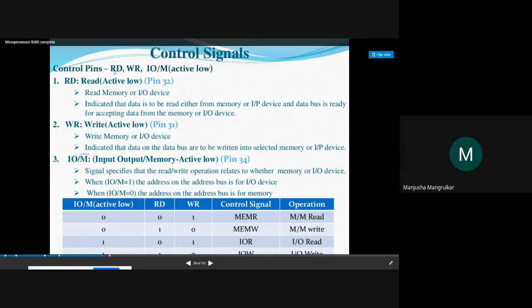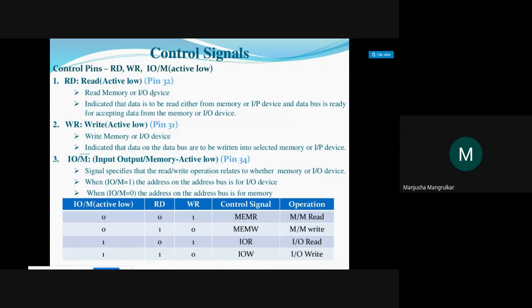Now read means what? Your microprocessor reads memory or input output devices. The processor is reading data from input output devices or the memory, right? Input output devices means a keyboard, so the processor is reading data from the keyboard. If it is a mouse or any other device, like a temperature sensor, the processor is reading data, so it is a read mode, right?